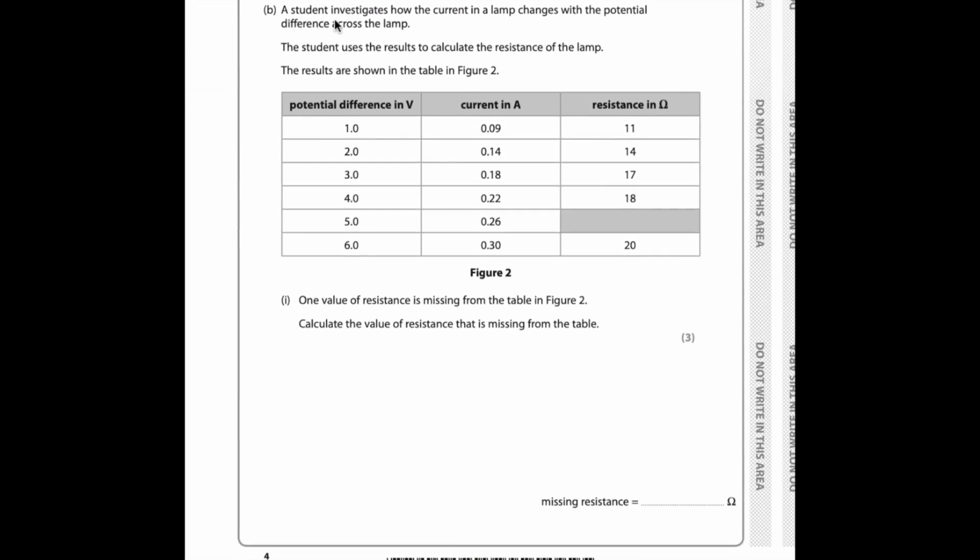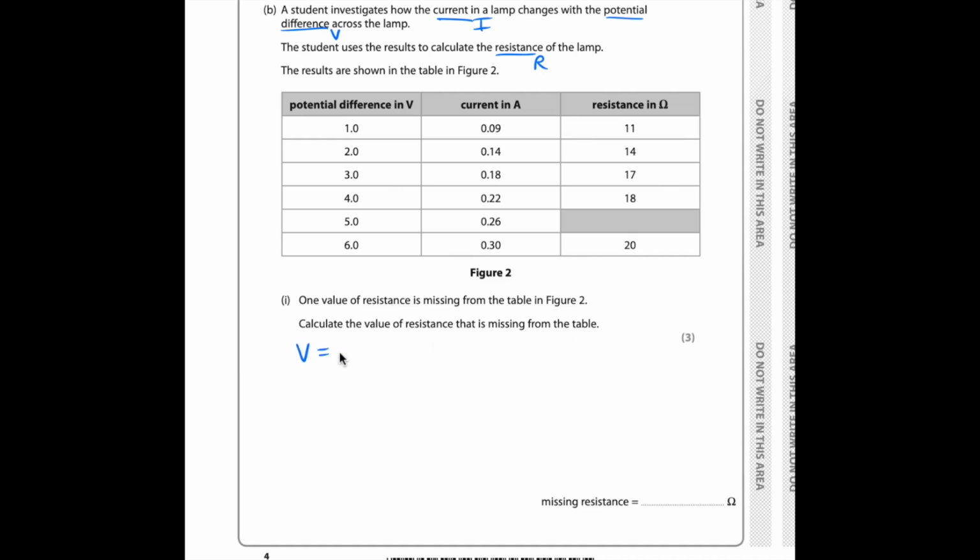Part B. A student investigates how the current in a lamp changes with the potential difference across the lamp. Remember, that's just voltage. The student uses the results to calculate the resistance of the lamp. So current I, resistance is R. The results are shown in the table in figure 2. Right, one value of resistance is missing from the table. Calculate the value of resistance that's missing from the table.